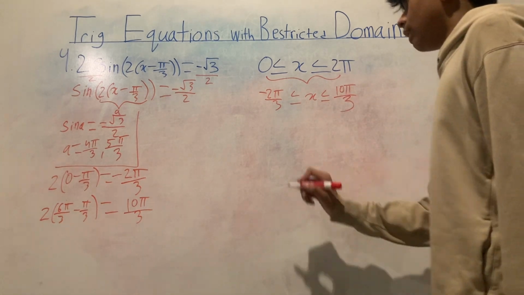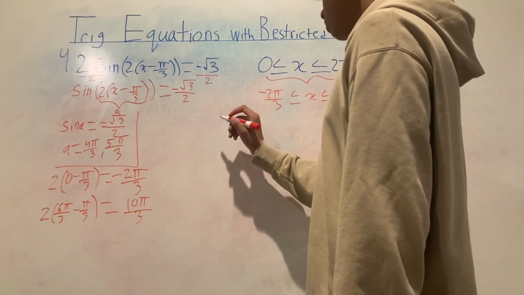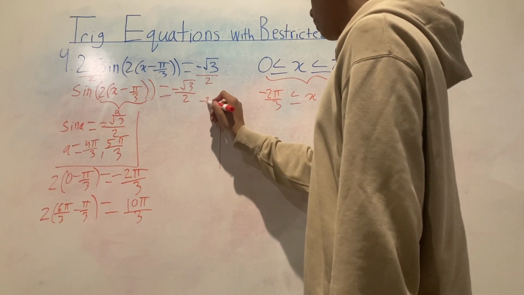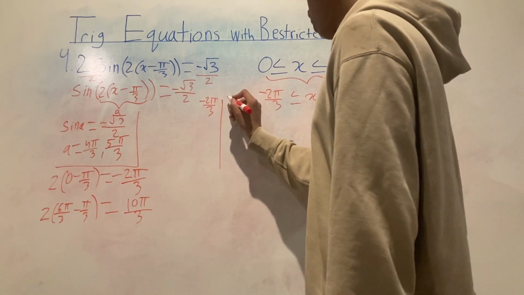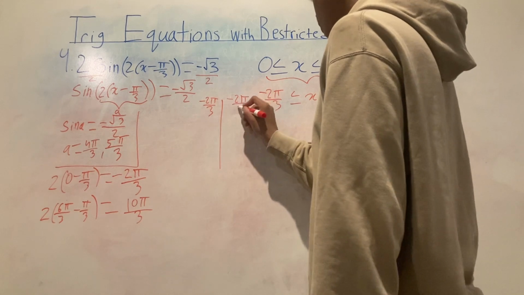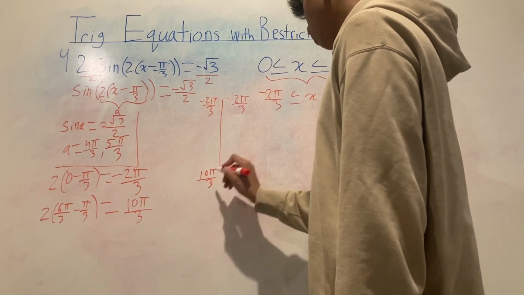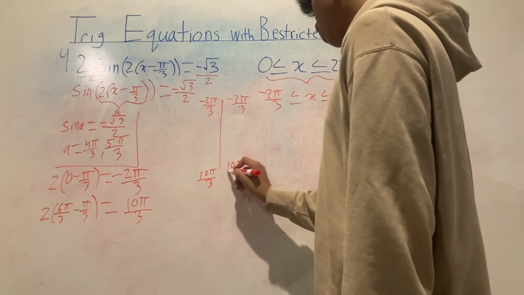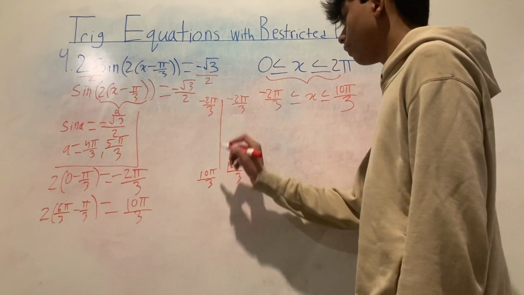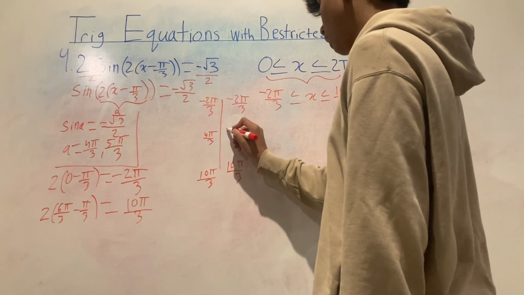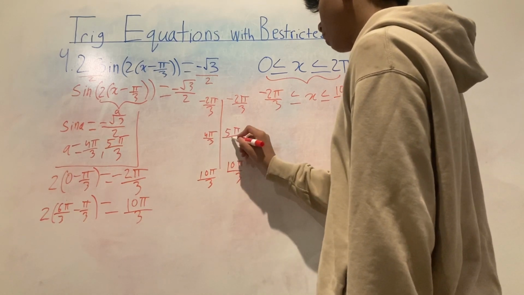Okay, now we're going to find our new values. So we're going to draw this line again. So negative 2 pi over 3 on the top and 10 pi over 3. Okay, now we're going to put our values in the middle. So 4 pi over 3 and 5 pi over 3.